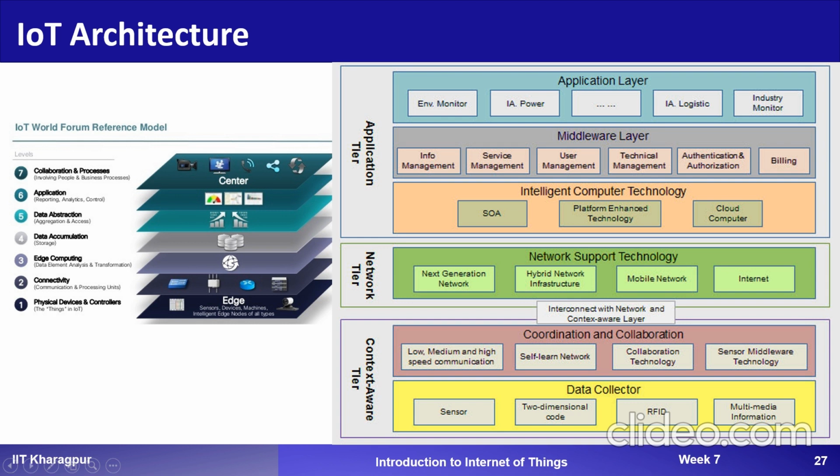Then the data accumulation layer. This layer is responsible for storing the data which is generated by your IoT devices. Then the data abstraction layer, which is responsible for the aggregation of data and access. Then the application layer, with the help of which your end user can interact with the other layers. And then collaboration and processes. Basically, collaboration and processes means the people who are going to use the data which is generated by these IoT devices.